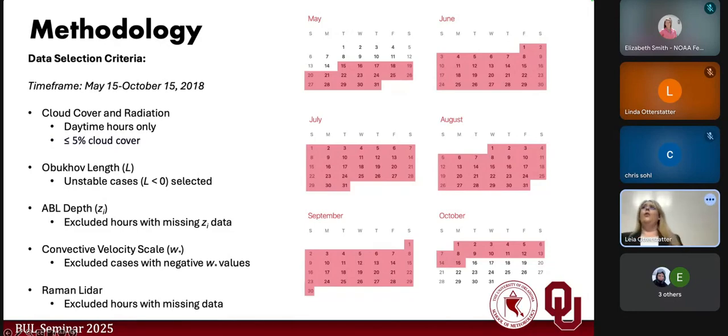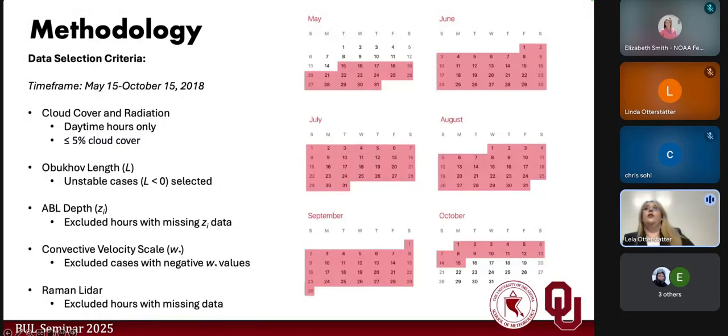However, we want to make sure that these are all fitting the parameters that we are setting for ourselves for this project. So we started with cloud cover and radiation. So using that total sky imager, we wanted to look at daytime hours only, since the convective boundary layer occurs during the daytime. And we also selected 5% or less for cloud cover, because we wanted to make sure that they were clear sunny days to see what was going on.